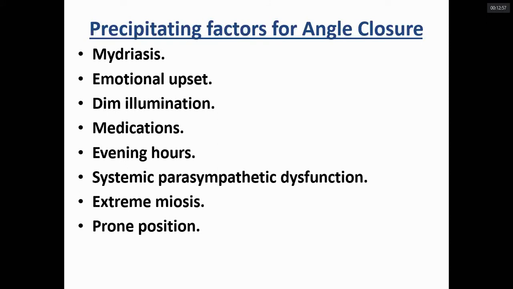Precipitating factors for angle closure are mydriasis, emotional upset, dim illumination, medications, evening hours, sympathetic and parasympathetic dysfunction, extreme miosis, and prone position. What happens in all these situations leads to narrowing of the angle or close iris-trabecular contact.